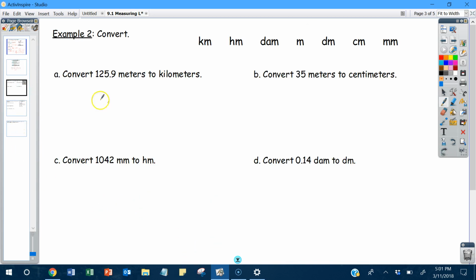So let me show you on this next slide. I have the same thing up here. I want to convert 125.9 meters to kilometers. So using that mnemonic, I'm going to start at meters, and I'm going to go to kilometers.